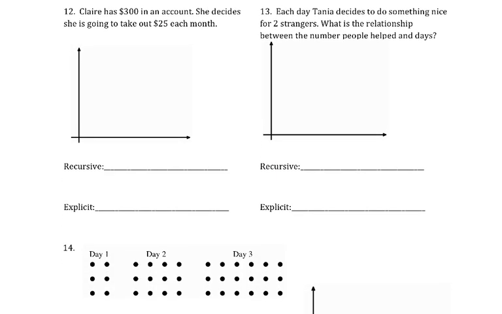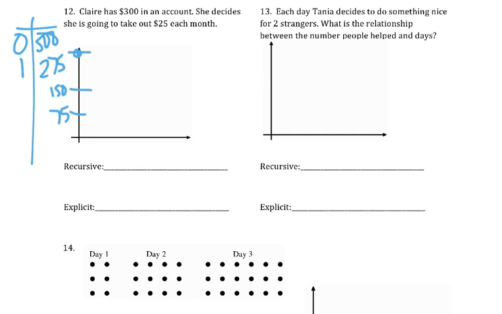Alright, now 12 says Claire has 300 in an account. She decides she's going to take out 25 each month. So when she starts out, 300. So we start out at 300 here. After the first month, she subtracts 25. So that would be 275.